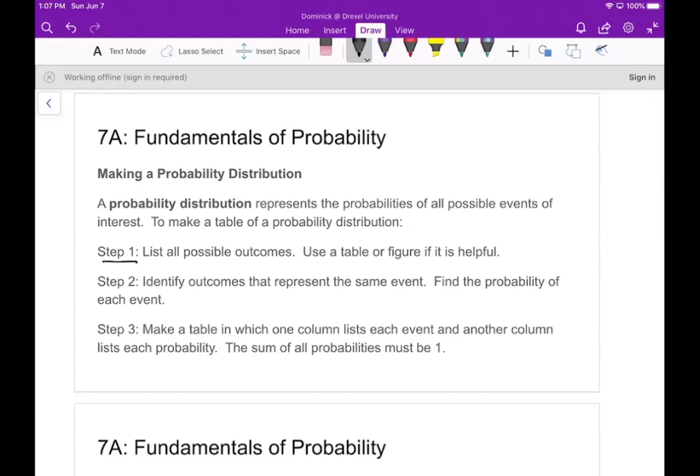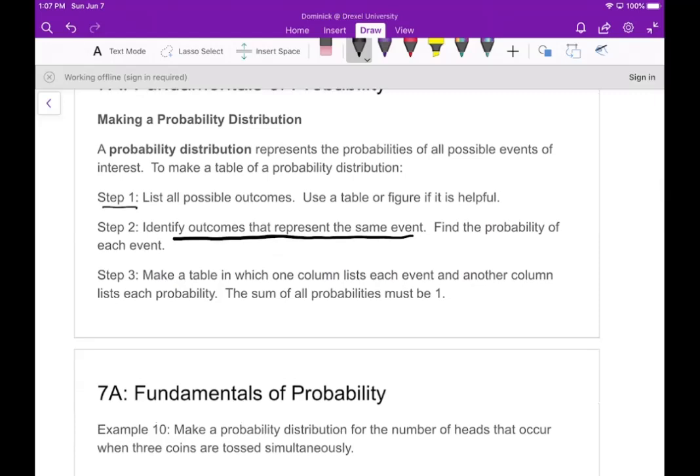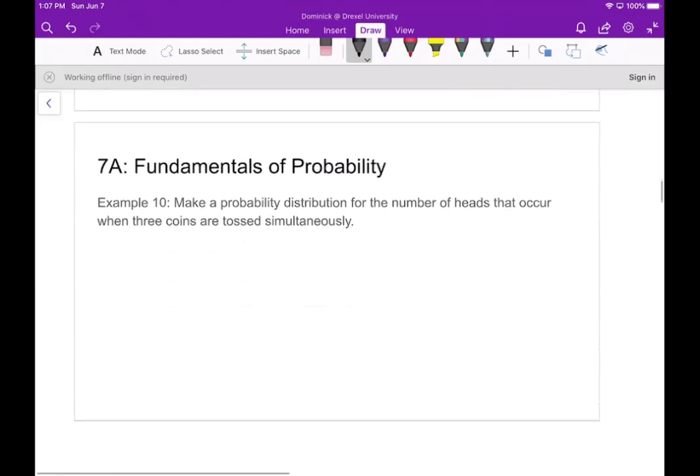Then, of course, you will identify outcomes that represent the same event, and you'll find the probabilities of each of those events. And then, of course, we'll make a table in which one column lists each event and another column lists each probability, right? And of course, the sum of all the probabilities must be 1.